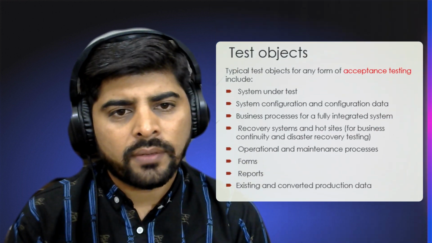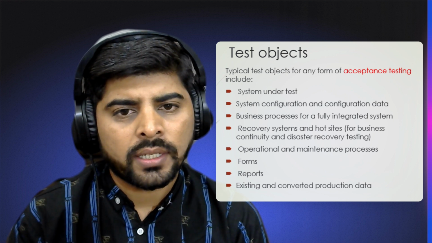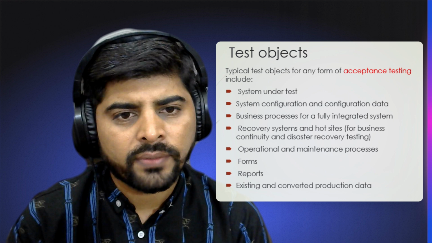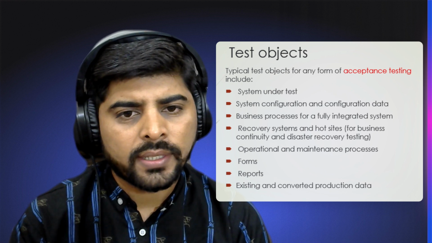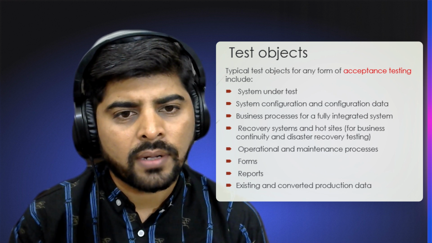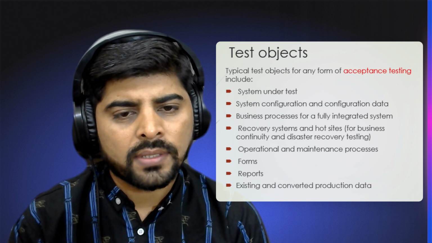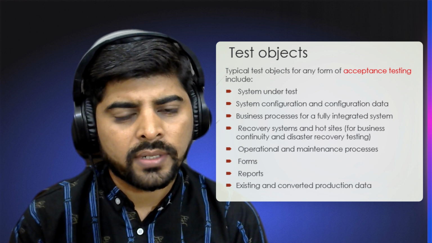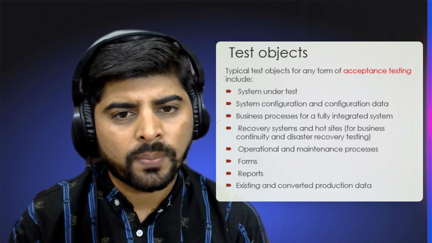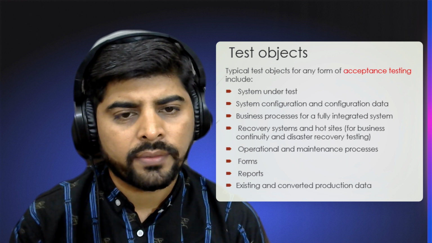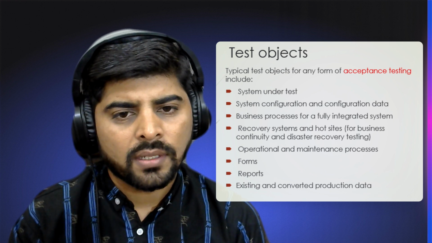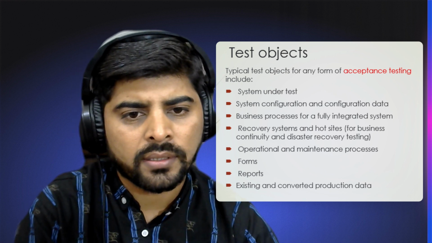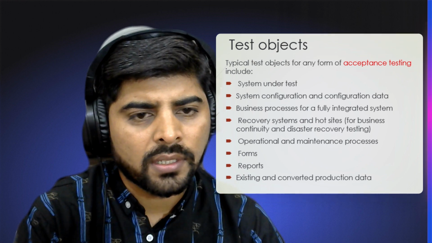Test objects for acceptance testing include system under test, system configuration and configuration data, business processes for a fully integrated system, recovery systems and hot sites. So for business continuity and disaster recovery, it is very important to plan the recovery, so we can have failover systems. Operational and maintenance processes, forms, reports, existing and converted production data, and so on.